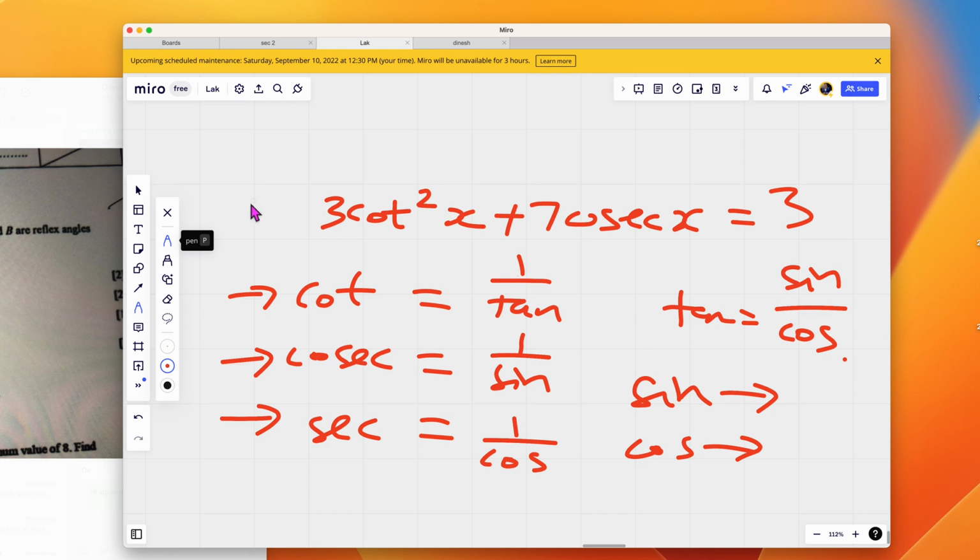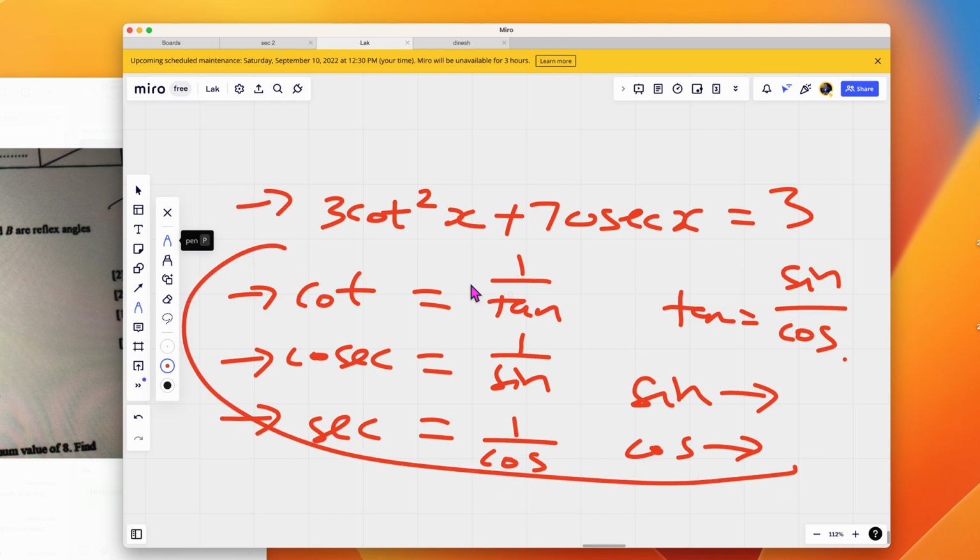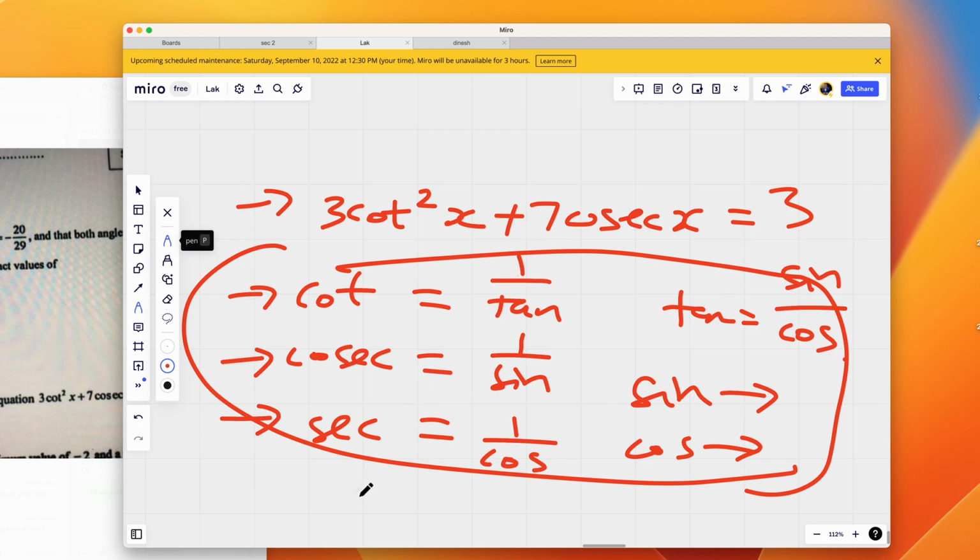In fact, for this question, we are not going to solve it using this approach. But I just want to tell you, cotangent, cosecant, secant, in my words, are called secondary trigonometry terms. They derive from the primary trigonometry terms, which are sine and cosine. But we are not going to solve this question using this.